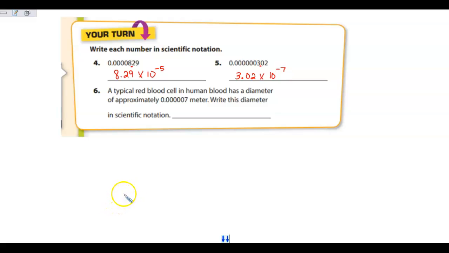On number 6, where would the decimal go? It would go here. So it's going to be 7.0 or 7 times 10 to the, how many places did that decimal move? 6 places, so it's going to be a negative 6.